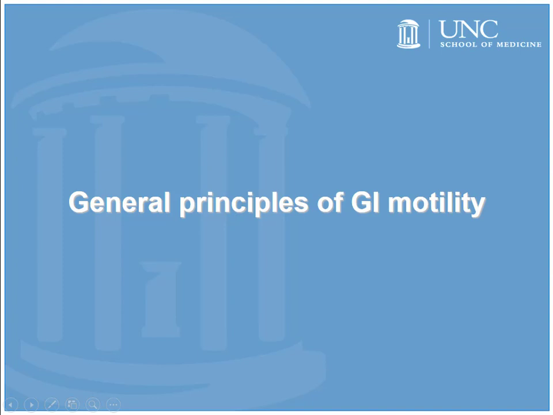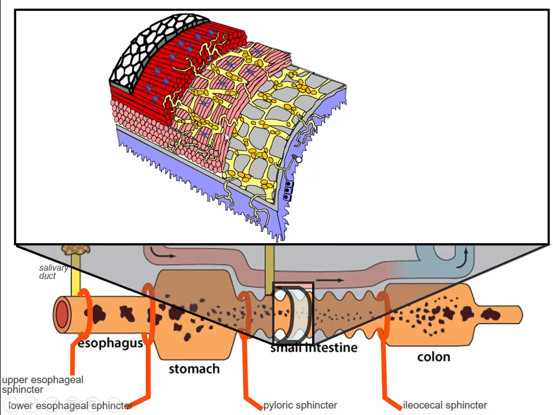Now we'll look at how motility is generated in the GI tract. Motility is the contraction and relaxation of the smooth muscle of the GI tract, and it determines the flow of the luminal contents. So as we saw, the GI tract is made up of layers of the mucosa that's in contact with the luminal contents, the submucosa, the muscularis externa, and the outer serosa. It's the inner circular smooth muscle and the outer longitudinal smooth muscle of the muscularis externa that are responsible for motility in the GI tract.